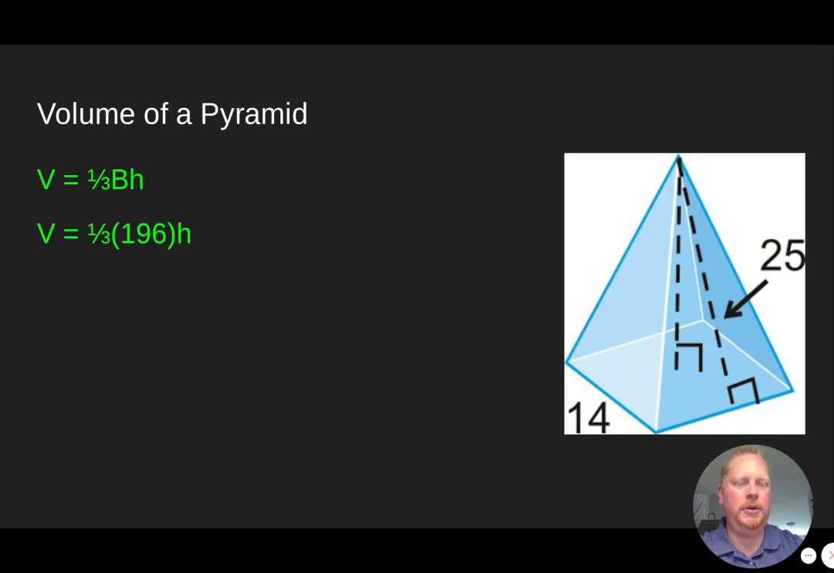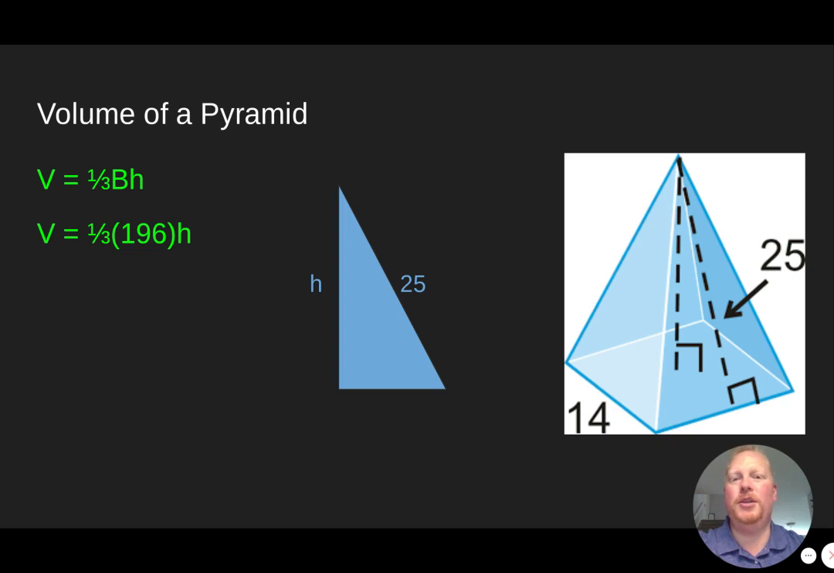The height looks to be 25, except that 25 is the slant height. When we talk about the height for volume, we want the actual height, the thing that goes from the apex clear down to the center of that base. We don't want the slant height. So let's back that up a little bit. We don't want the 25 to go there. Instead, we need to use some Pythagorean theorem to figure out what that height is.